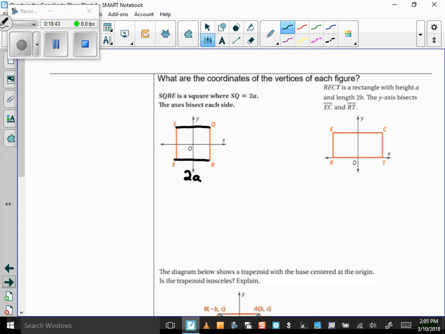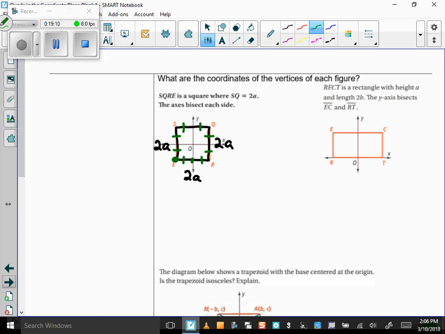Okay, it's a square, so I know that all these side lengths are 2A. This is 2A units long. This is 2A units long. This is 2A units long because it's a square. The axes bisect each side. Okay, that just means that from E to here is the same distance as it is from there to there. So axes bisect each side. That means all those are congruent.